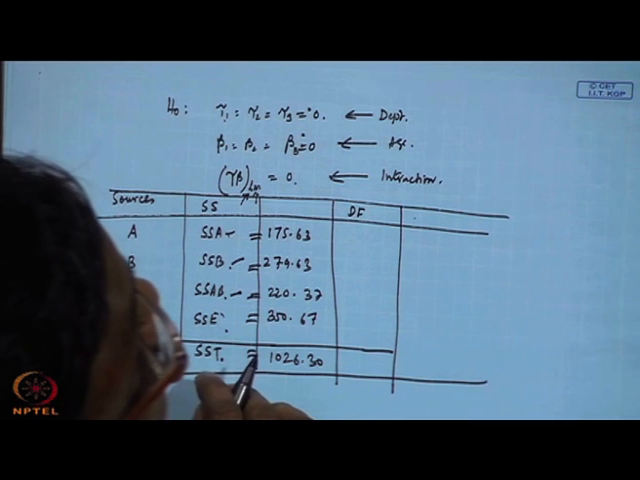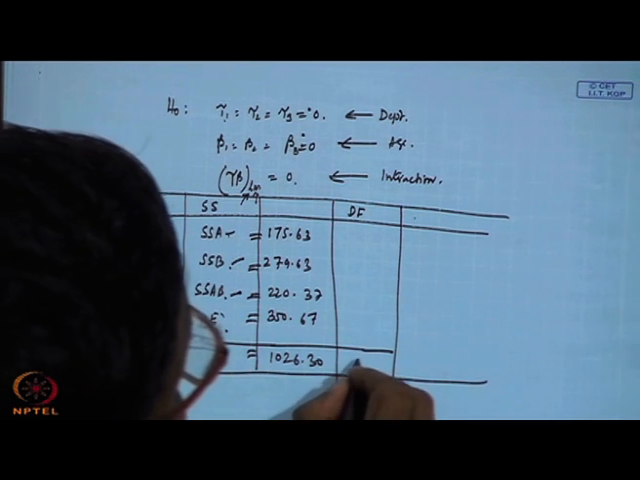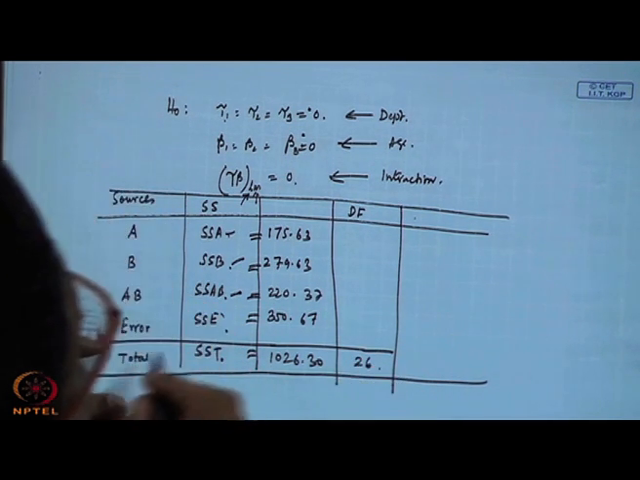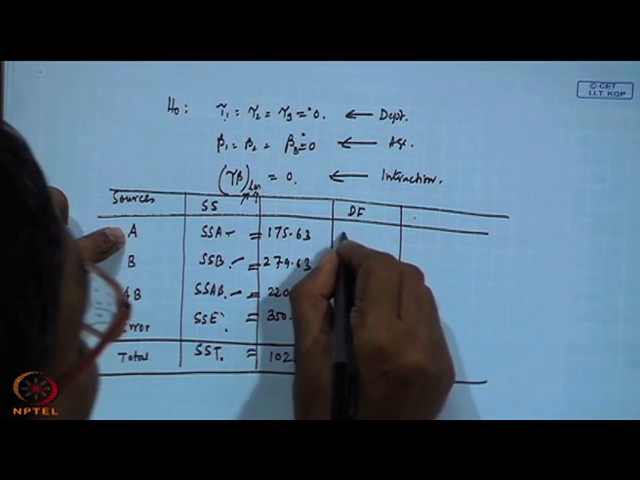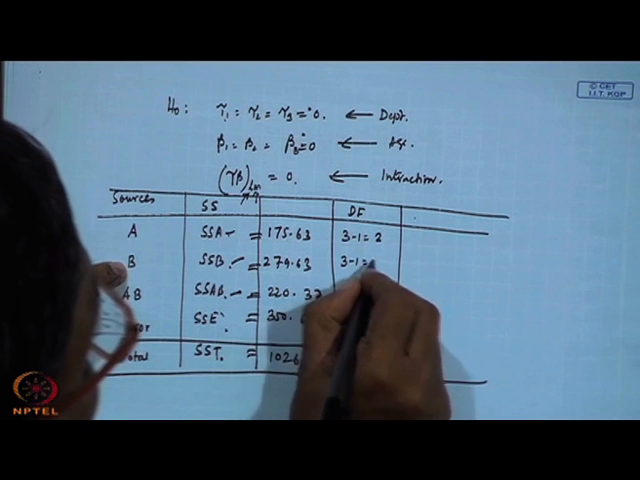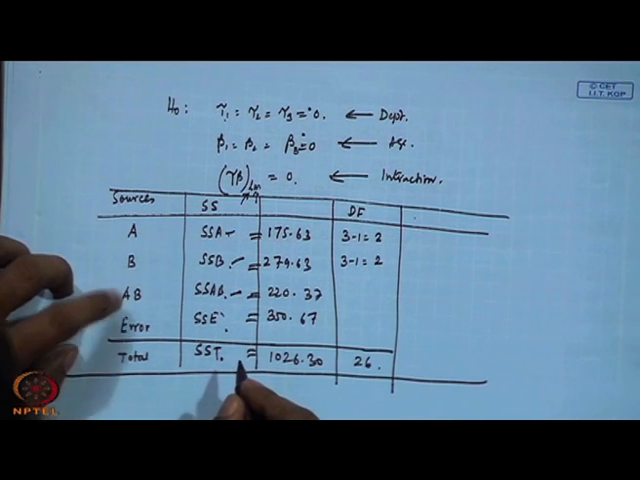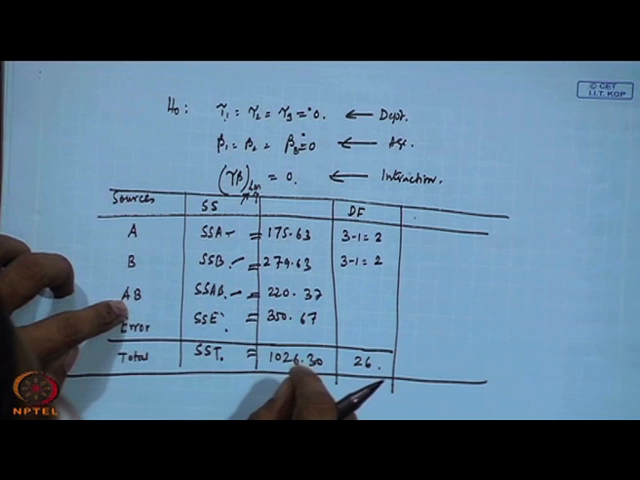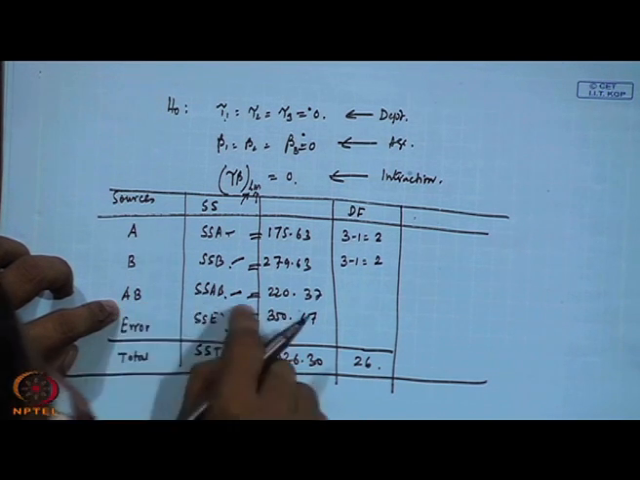What is the total observation? 27. So, 27 minus 1, that is 26. How many levels for A? 3. So, 3 minus 1, 2. How many levels for B? 3. 3 minus 1, 2. What will be the AB case? 3 minus 1 into 3 minus 1.